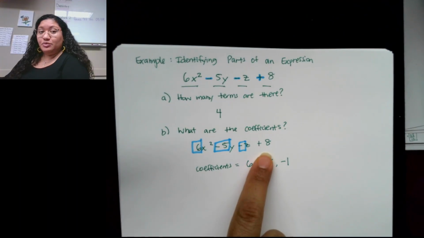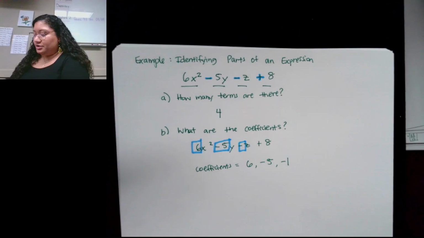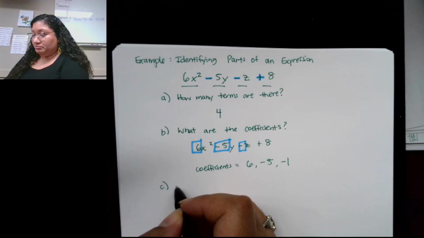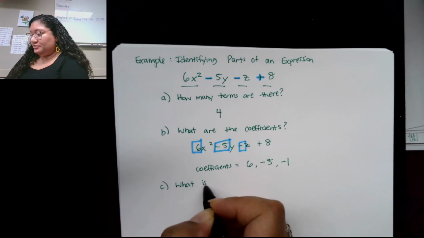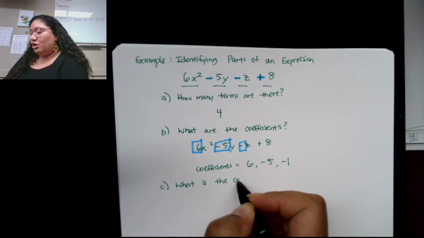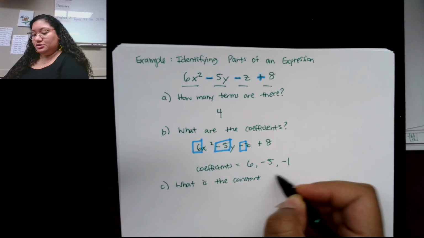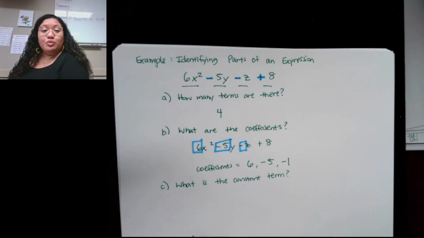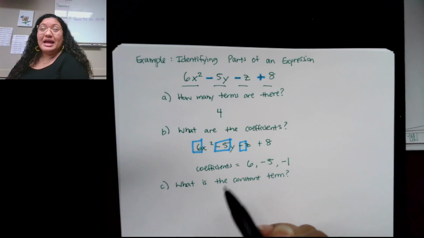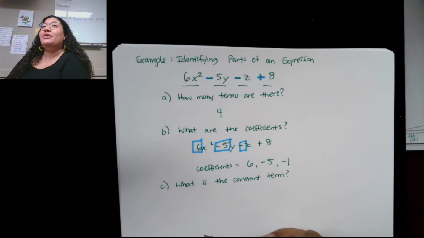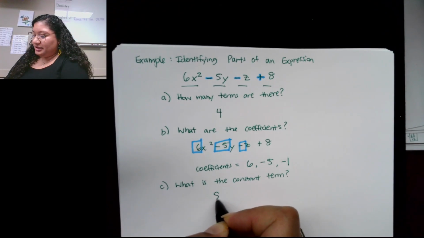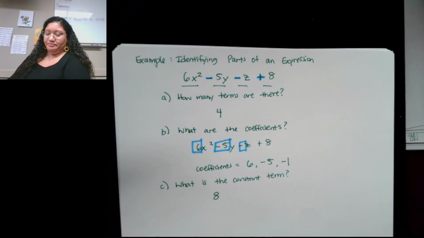The 8 will not count as a coefficient. 8 will count as what instead? So let's answer this last question. What is the constant term? That is, which one of these has a number without a variable with it? 8. That is my constant term.